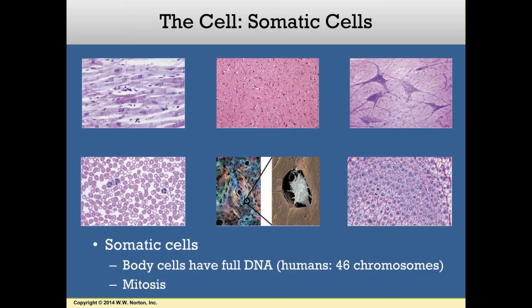Somatic cells, also called body cells, are found all over the body. Shown in the image above are the somatic cells found in the heart, brain, nerves, blood, bone, and skin. Somatic cells all contain a complete copy of the organism's DNA. For example, in humans, somatic cells have all of the DNA packed in 46 chromosomes. Somatic cells also replicate through a process called mitosis, which we will learn about in just a moment.